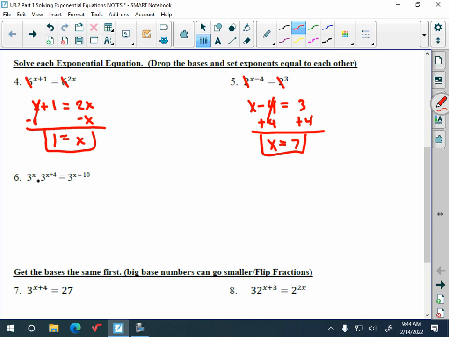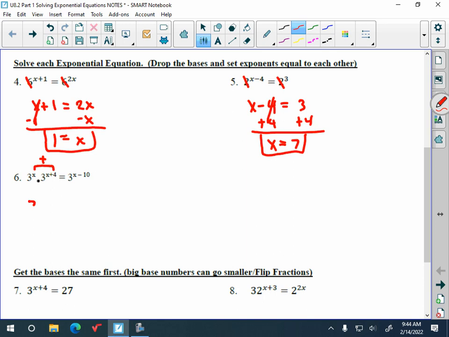All right, now number 6 is multiplying two bases together. So when there's 3 bases, you can't just cancel all the bases out. So what you have to do is combine the 2 that are being multiplied together first. So we have a property that says when we're multiplying like bases, we can keep the base, but add the exponents. Okay, so we can add these exponents together.